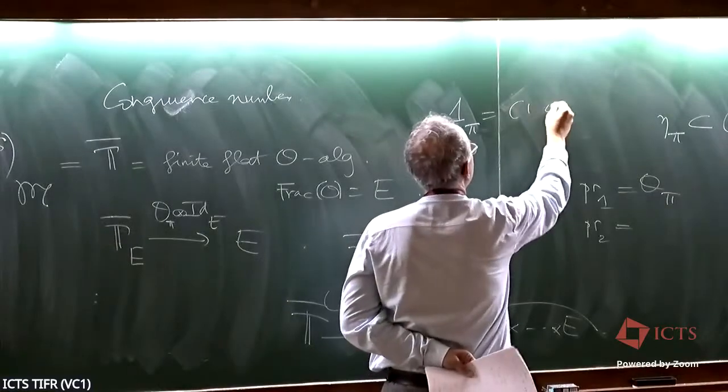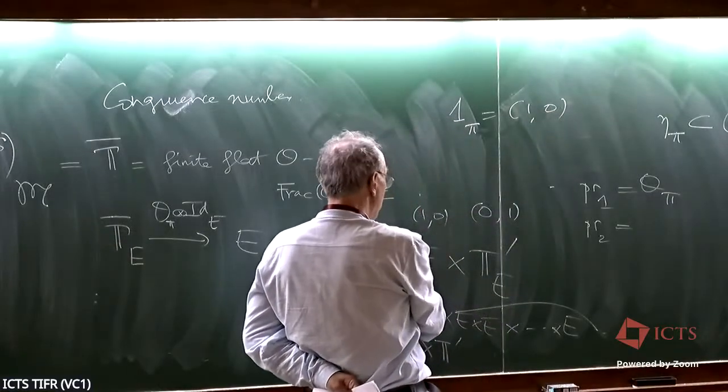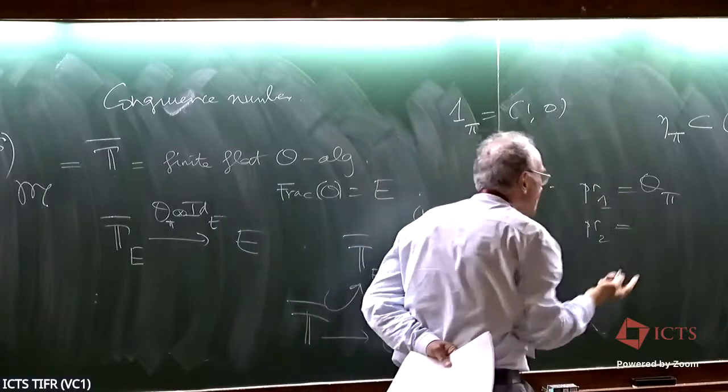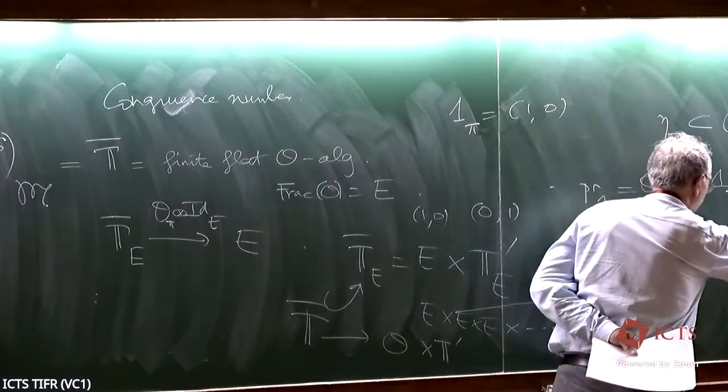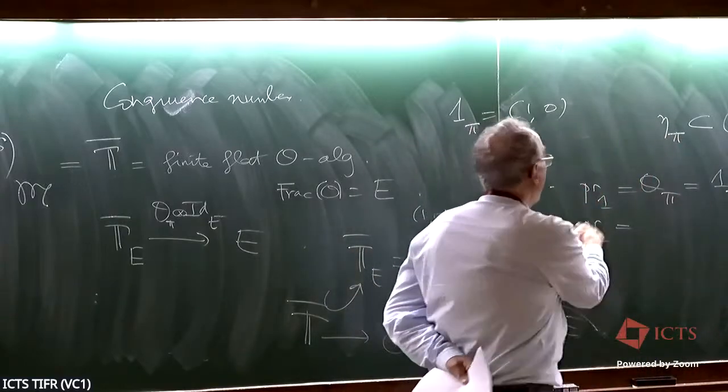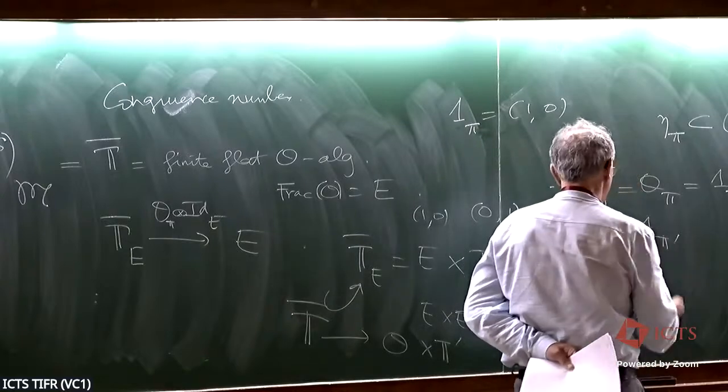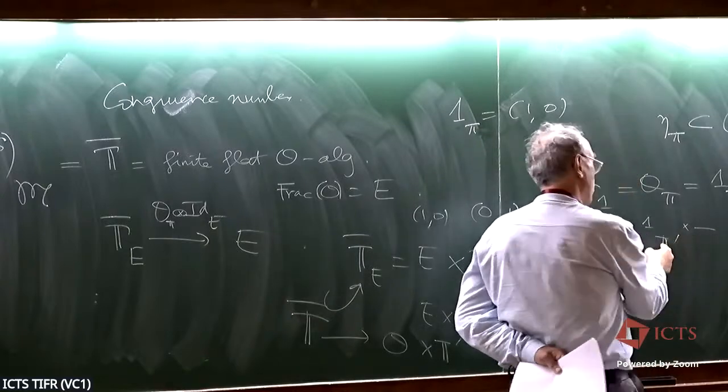Well, you see, I can use notations as follows. There are two idempotents here. You have (1, 0) and (0, 1), and the sum is the unit here. So this idempotent, I denote it by 1 pi. 1 pi is the first idempotent. This is the projection to E. So this is PR1, this is theta pi, this is multiplication by 1 pi. And the other one I denote by 1 t prime, multiplication by 1 t prime.